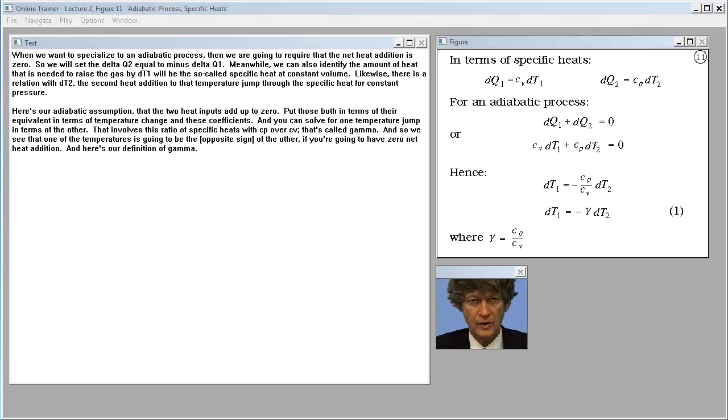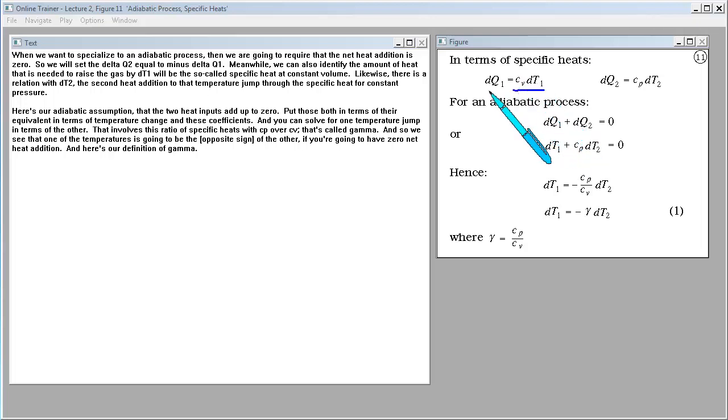When we want to specialize to an adiabatic process, then we're going to require that the net heat addition be 0. So we'll set delta Q2 equal to minus delta Q1. Meanwhile, the amount of heat needed to raise the gas by dT1 involves the so-called specific heat at constant volume. Likewise, there's a relation for dQ2, the second heat addition, to that temperature jump through the specific heat at constant pressure. Here's our adiabatic assumption that the two heat inputs add up to 0.